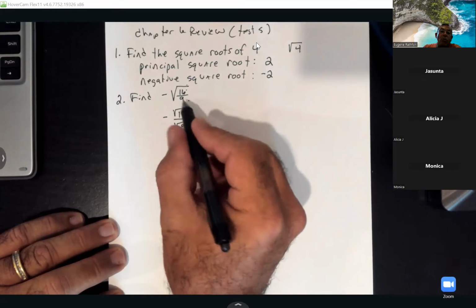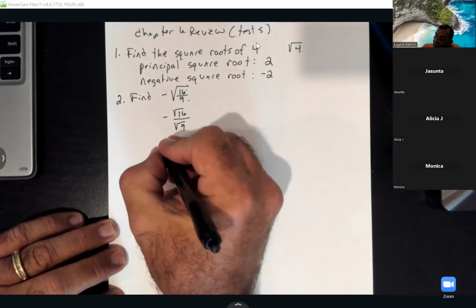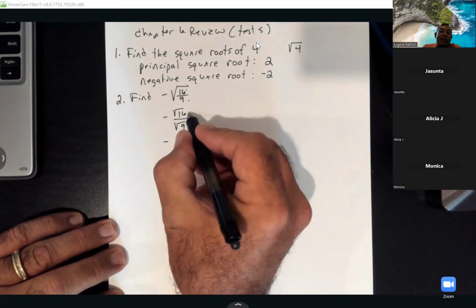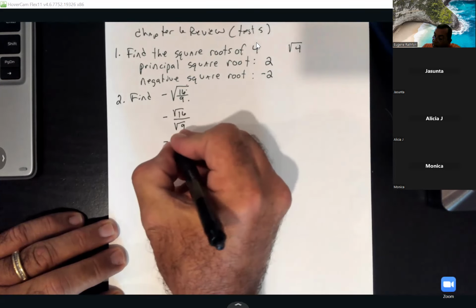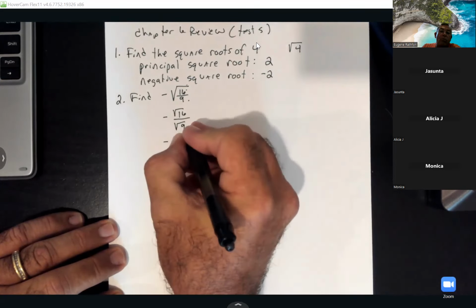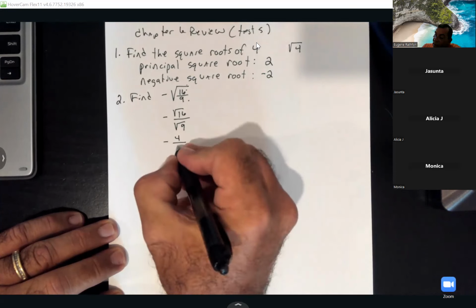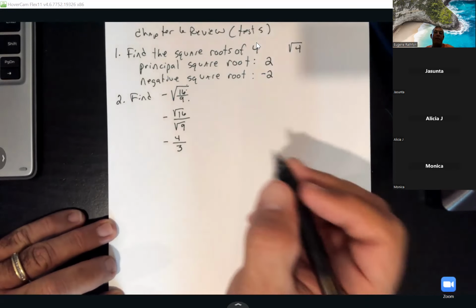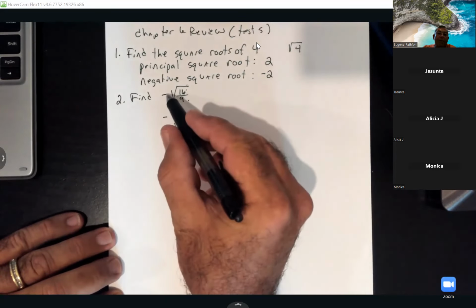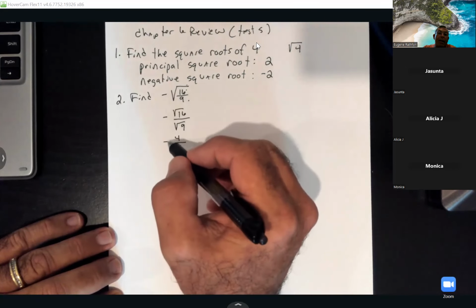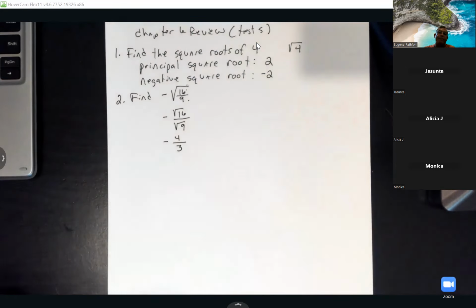So now I would take the square root of both of these. So now I end up with a negative. Square root of 16 would be 4. Square root of 9 would be 3. So the main thing you got to remember is don't forget to bring down that negative.